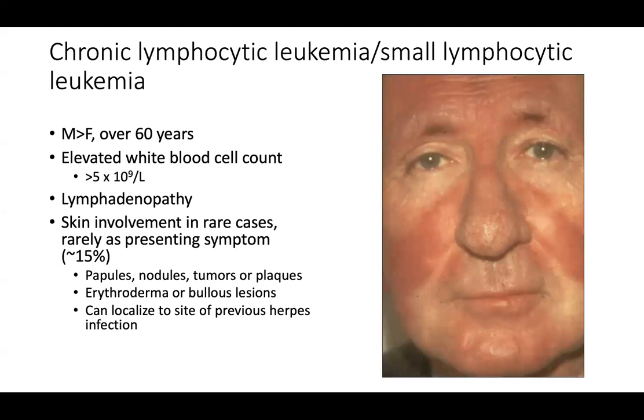Chronic lymphocytic leukemia, small lymphocytic lymphoma. This is present usually in males more than females over 60 years old with elevated white blood cell counts, usually greater than 5 billion per liter. These patients present with lymphadenopathy. You can see skin involvement in rare cases. Rarely, it's a presenting symptom, about 15%. You can see papules, nodules, tumors, or plaques, erythroderma or bullous lesions. And the lesions can localize to the site of previous herpes infection, interestingly.